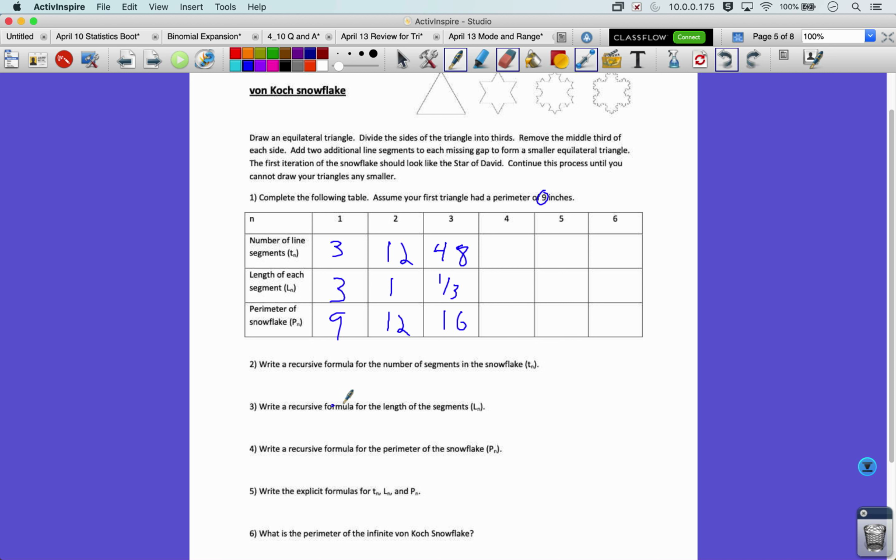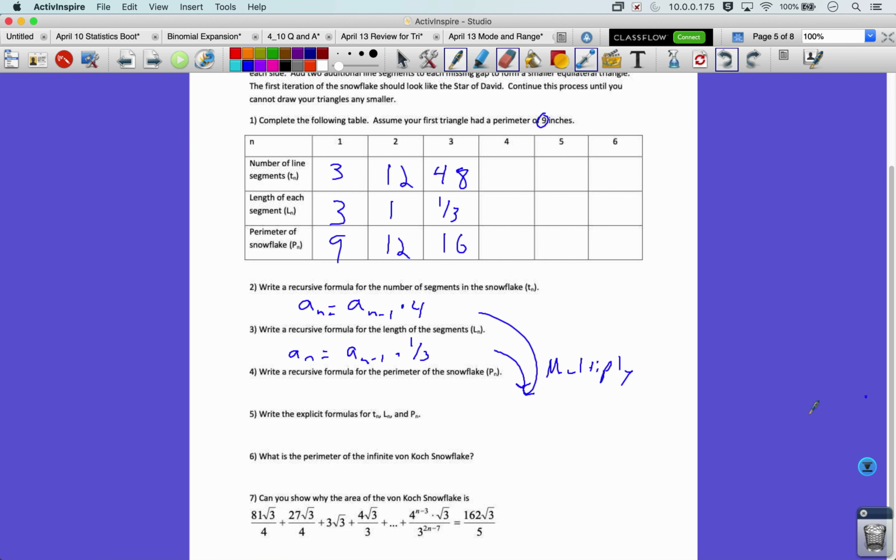So, a recursive formula for the number of line segments: a sub n equals the previous term, a sub n minus 1, times 4. The length of the line segments is the previous length times a third. And then for the perimeter, we got to multiply these two. I'll just say multiply and then simplify. And then let's see if you can write the explicit formulas for those.